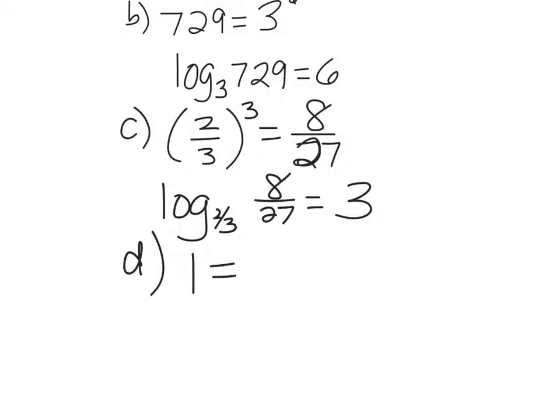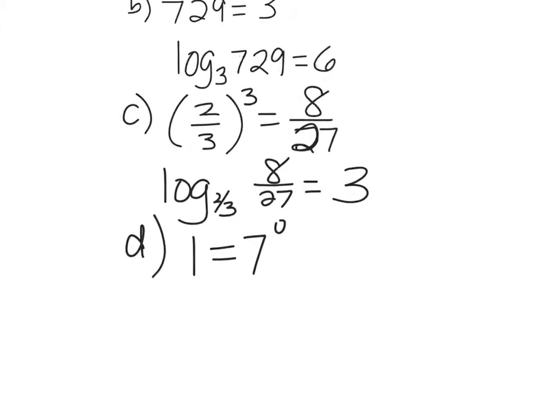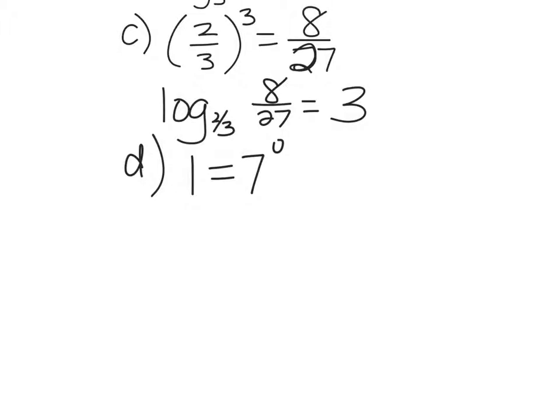A and B, yep. 1 equals 7 to the 0. Everyone should agree with that. Anything to the 0 power gives us 1, so 1 equals 7 to the 0. And we're going to rewrite this in its log form. So log, the base is 7. I almost got it right. Okay, the base is what the exponent's sitting on. So log base 7 of 1 equals 0.